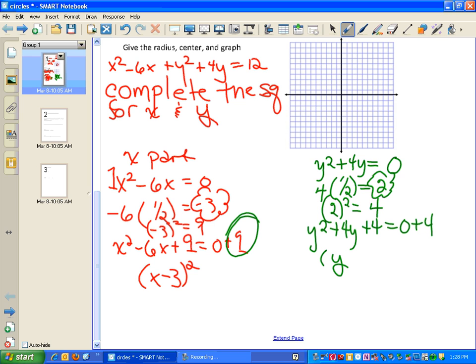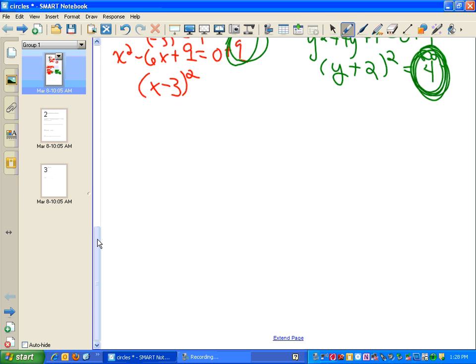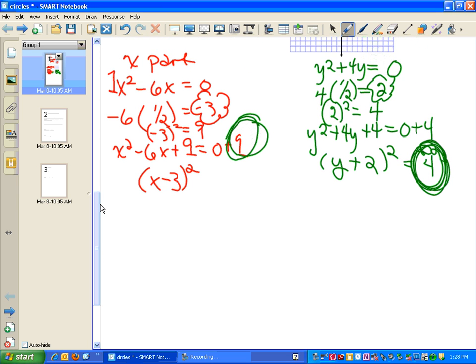Which is y plus 2 quantity squared. And remember, this 4 we want to keep track of, just like this 9 we want to keep track of. No, because we're completing the square. Otherwise, you're going to go right back to where you were.